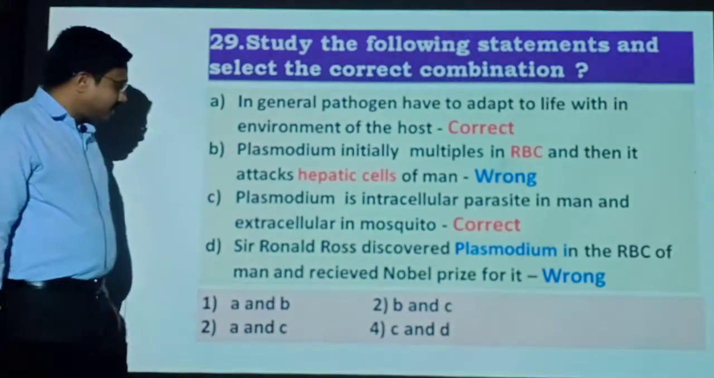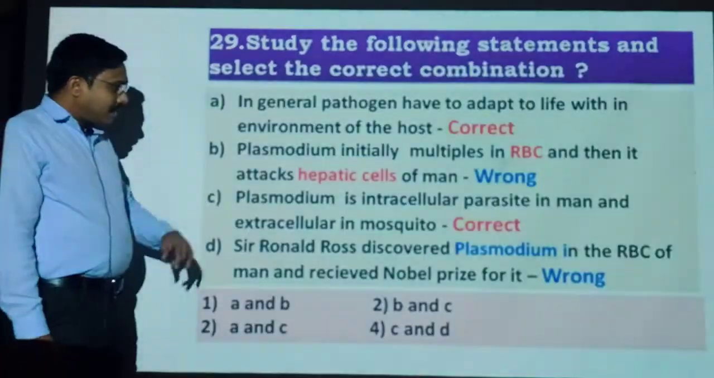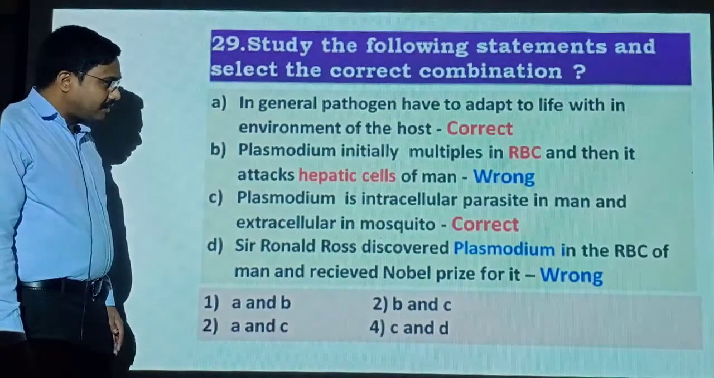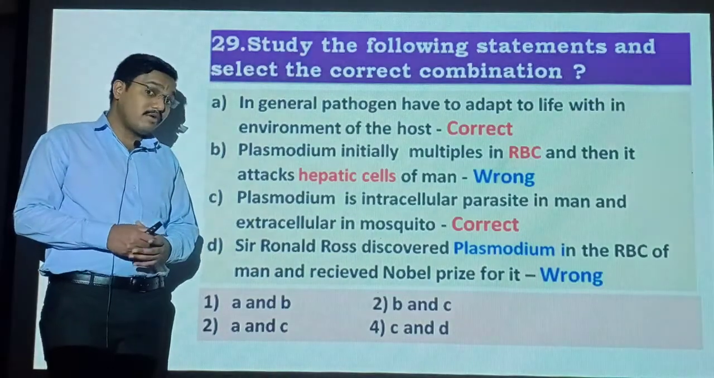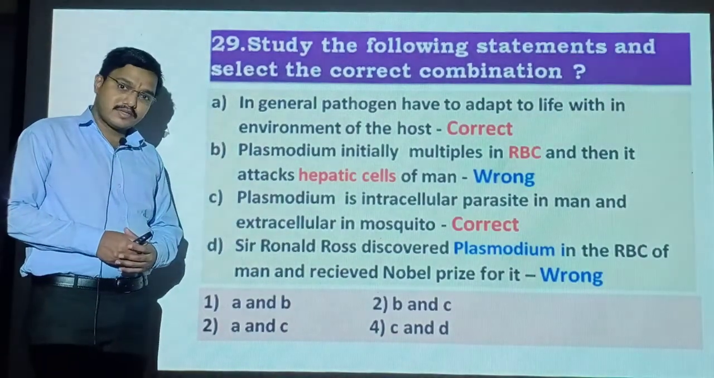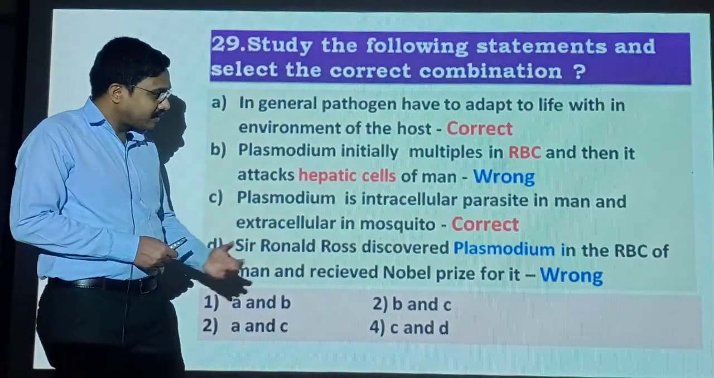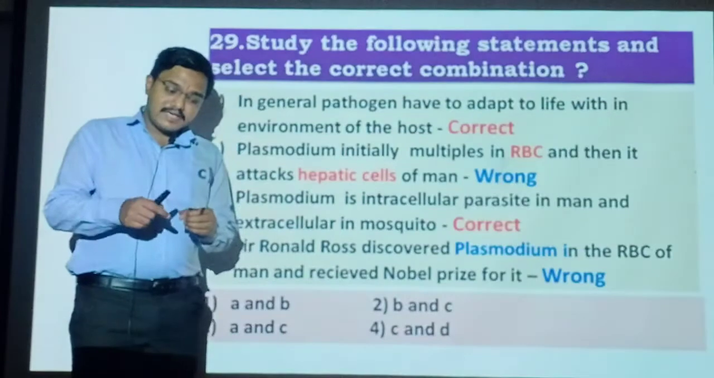Okay, now see statement number 3. Plasmodium is an intracellular parasite in man and extracellular in mosquito. This statement is correct because, you see, intracellular means inside the cell.